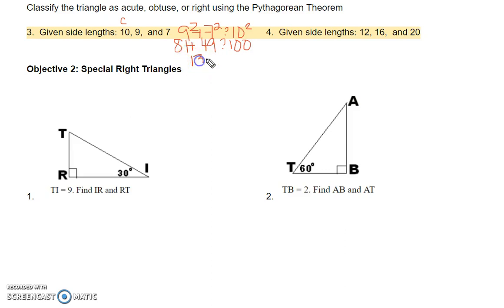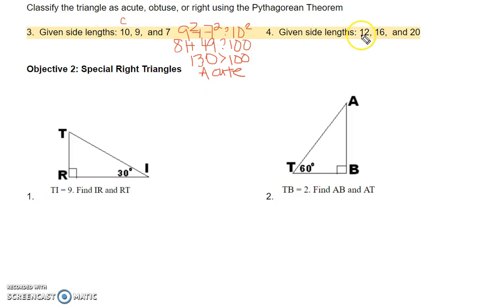I get 130, and that compares to being greater than 100. With the legs greater than the hypotenuse, that means it's an acute triangle. An acute triangle.